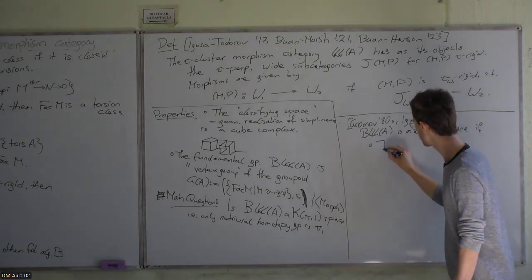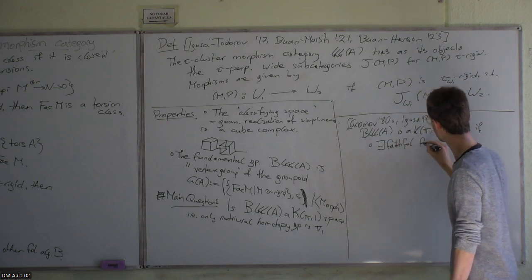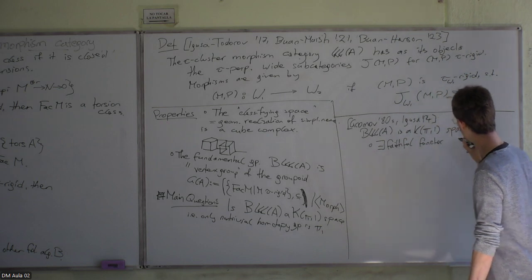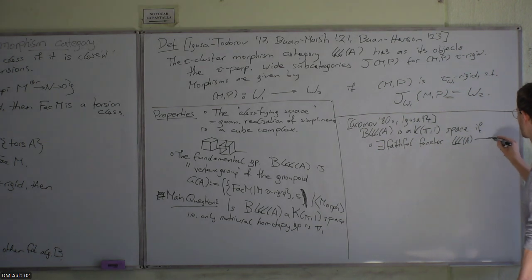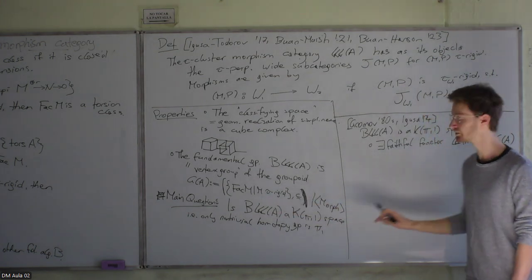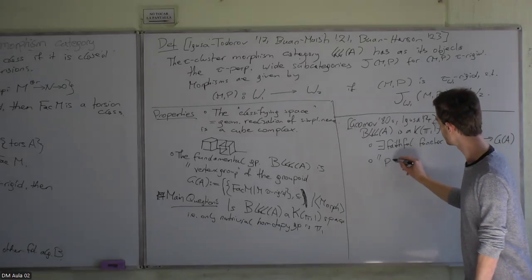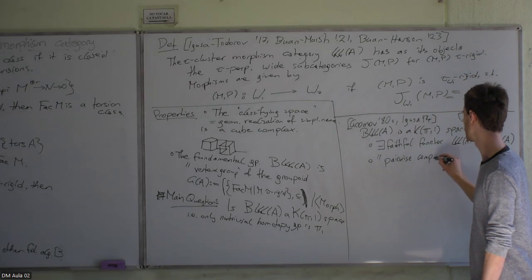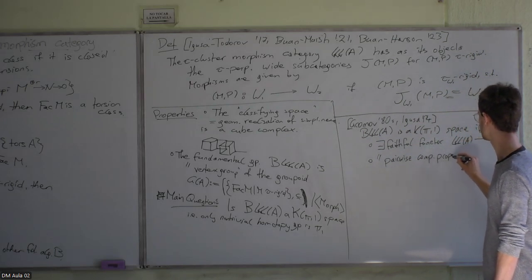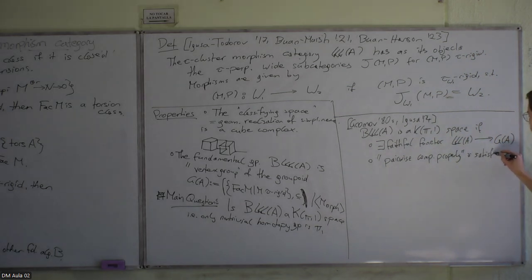Firstly, there exists a faithful functor from the morphism category to this groupoid that we've just defined. And secondly, something that I will not talk about so much, the pairwise compatibility property is satisfied. Whatever that means, it's not so important.